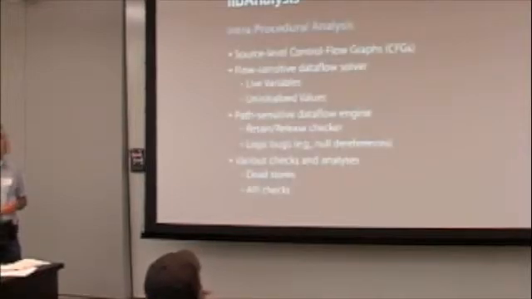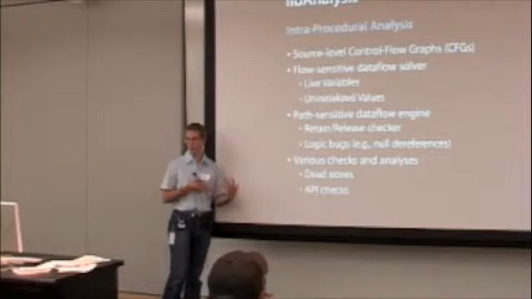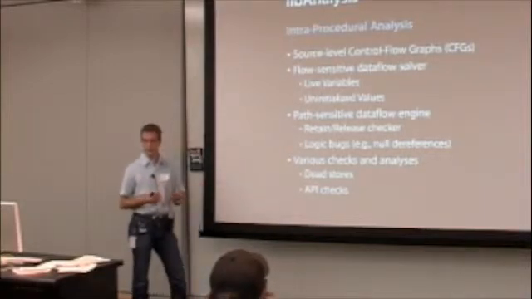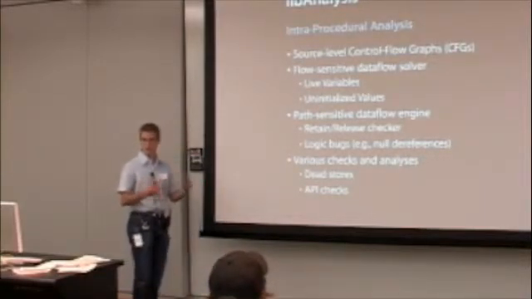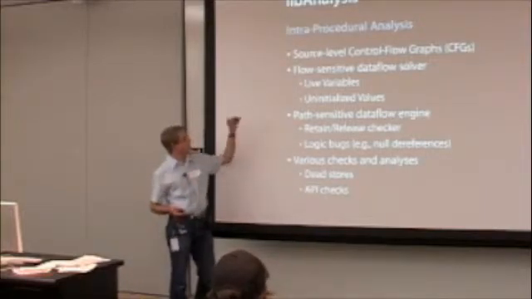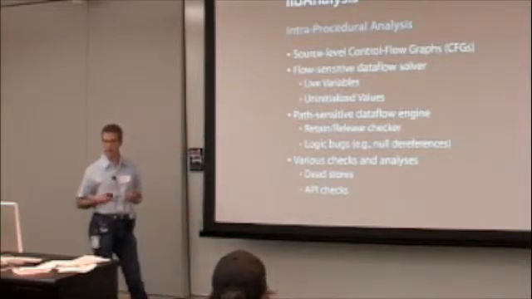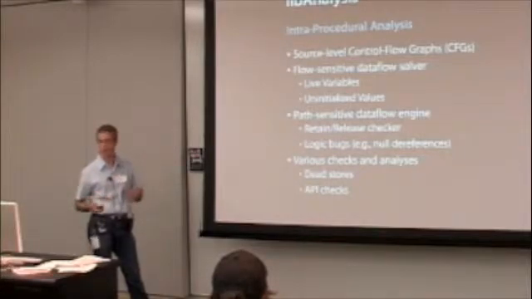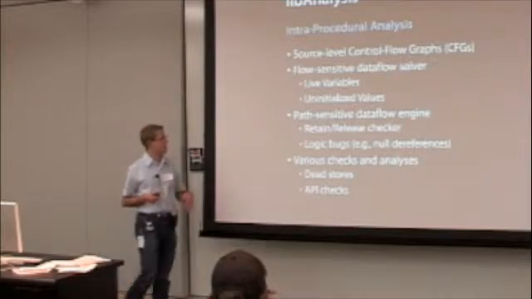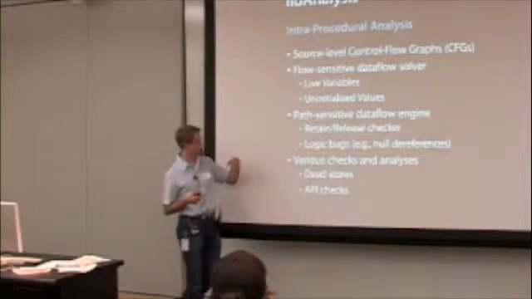So what does libanalysis consist of right now? It consists of some source level control flow graphs, so essentially the equivalent of the LLVM IR, but at a source level. And so things like ternary operators and short circuit operations are explicitly represented at that level as well. We have a flow-sensitive data flow solver, so you can do things like live variable analysis and initialized values, the basic checks that you would want to do in a compiler, but now you can do it at the source level. We have a path-sensitive data flow engine, which we've implemented on top of it, this memory leak checker.